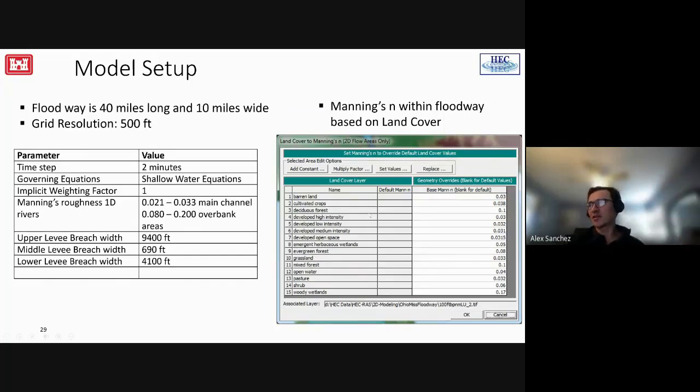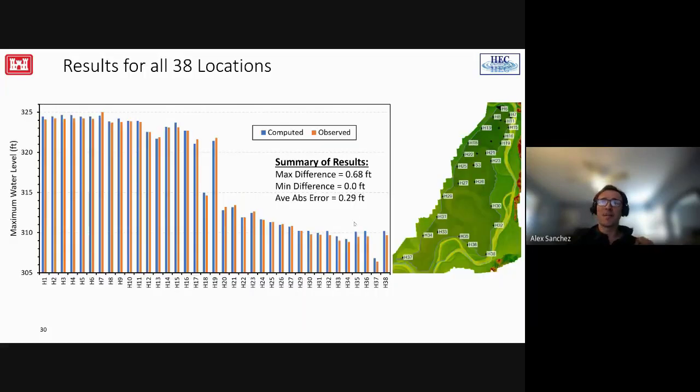I won't go into all the details of that, but it was set up with variable roughness based on land cover. And this shows a comparison of the maximum water levels at the different USGS gauges. And in general, the model did a pretty good job of representing the maximum water levels at all the stations. There wasn't any that were particularly off. This is a summary of the results here. The max difference was 0.68 foot. The mean difference was about a third of a foot.